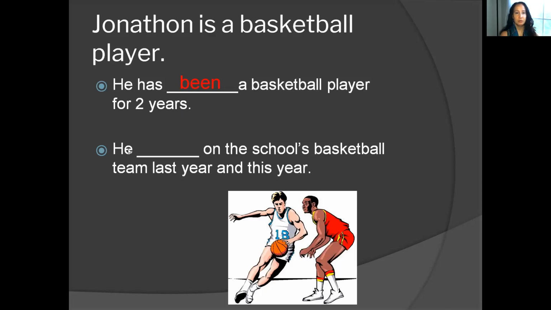Okay, look at this one. He blank on the school's basketball team last year and this year. He was on the school's basketball team last year and this year. Did you get it? They were tough, right? Now, if this is too hard for you, you should go back to my classroom session on my irregular verbs, and then you come right back here and take your challenge quiz, and I bet you'll get it this time. But for those who have studied so hard, congratulations.